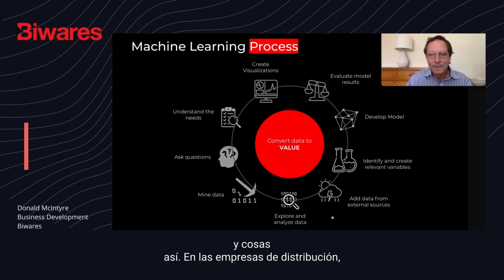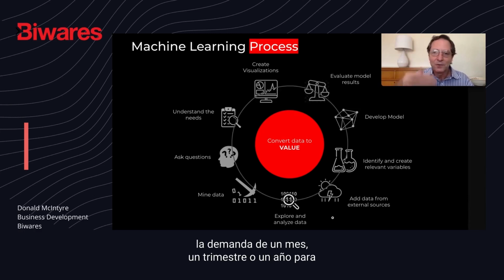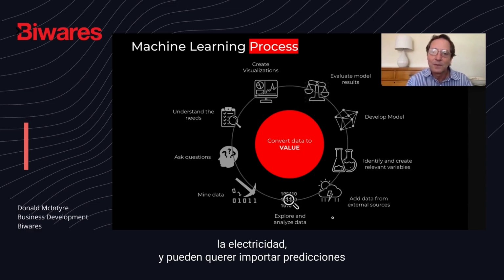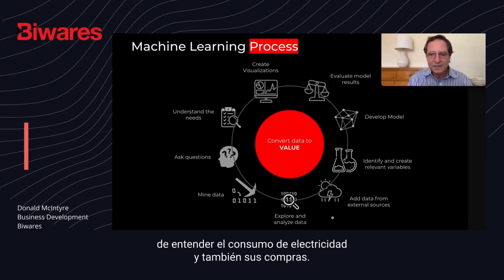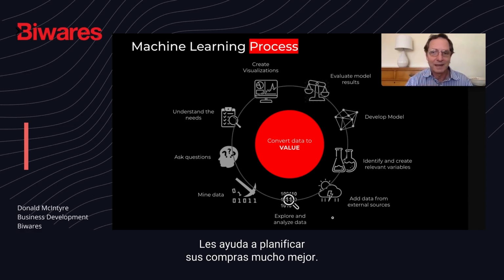In electricity distribution companies, they may want to predict the demand for electricity for a month, a quarter, or a year, and they may want to import predictions and data from weather services, because that's a very good way of understanding the consumption of electricity and also their purchases. It helps them plan their purchases much better.